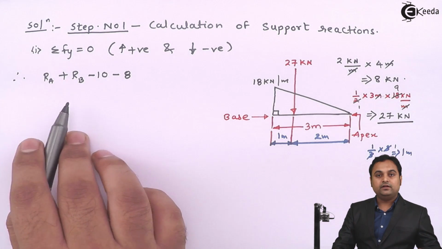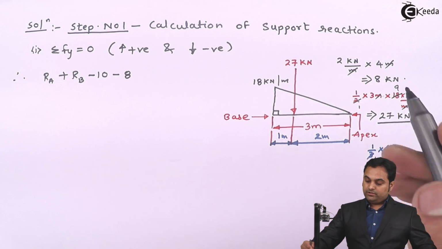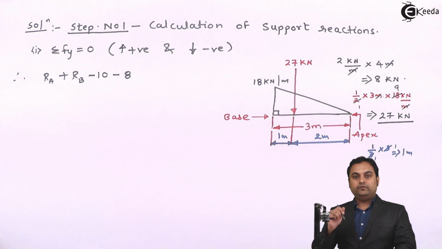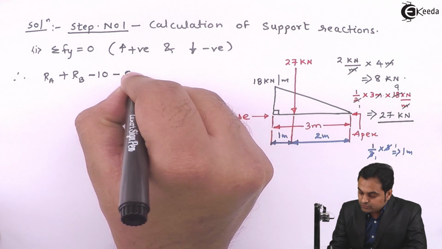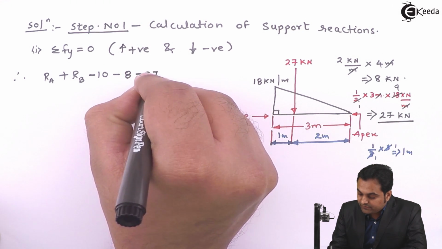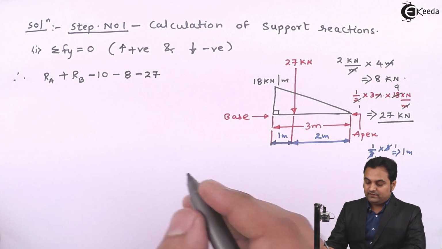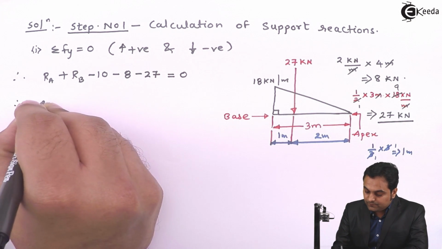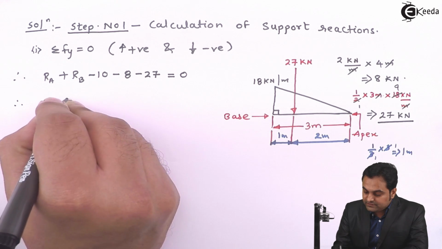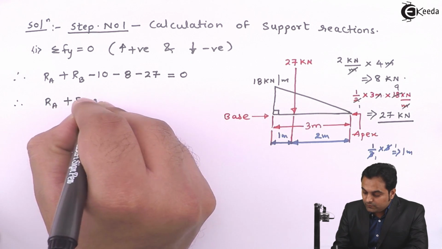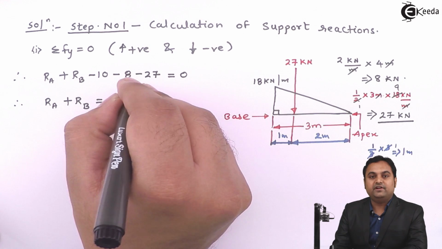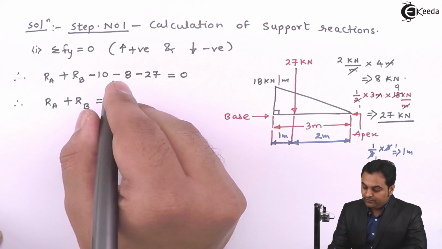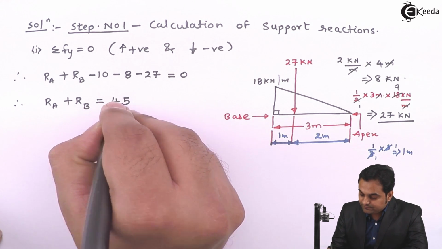So here when I am writing, in case of the support reactions, this UVL which I have converted into point load of 27 will also act in the downward direction. So minus 27 is equal to 0. Therefore RA plus RB will be equal to all these terms. If I add, that comes out to be minus 45. If I send it onto the other side, that becomes plus 45.